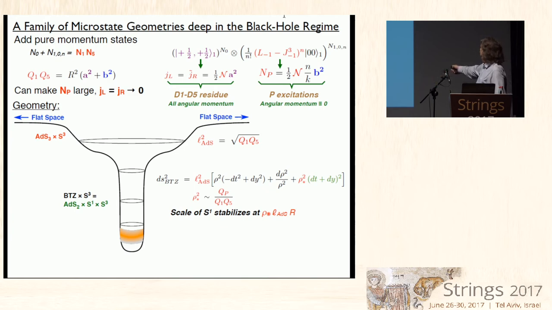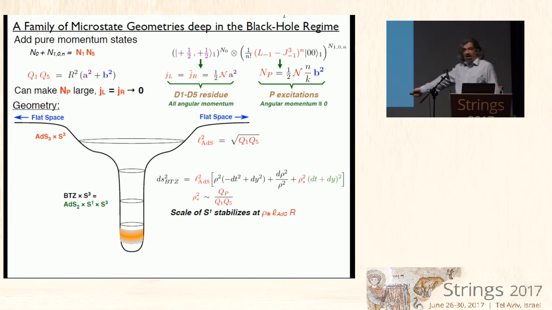Basically, for large rho, this is irrelevant, and this is ADS3. But for small rho, this now stabilizes the circle size, and you're actually in an ADS2 geometry, and that circle size is controlled by the momentum charge. So the more momentum charge you have, the quicker this thing stabilizes, and the longer the ADS2 throat, or BTZ throat, which is roughly speaking ADS2 cross S1.